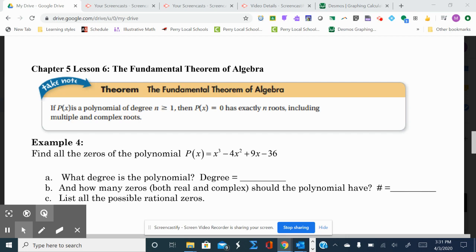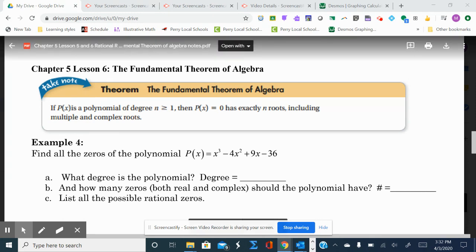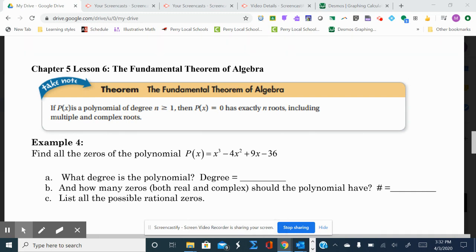So the fundamental theorem of algebra talks about a polynomial having the same number of roots. The roots may be real, complex, which means imaginary, or irrational. And to find them, we know that we're looking for 3. So the fundamental theorem of algebra states that since our highest power is 3, we're going to have 3 roots.